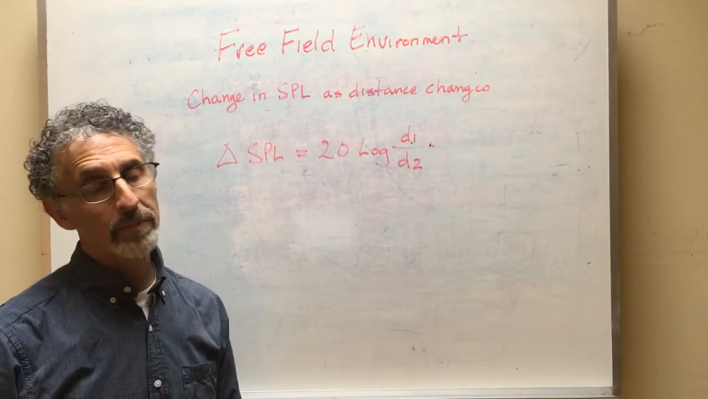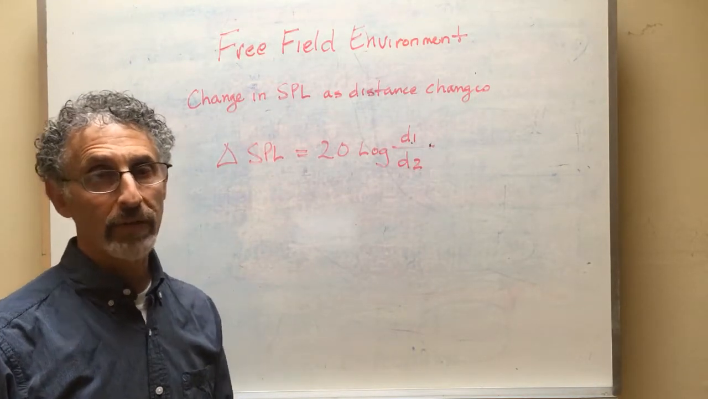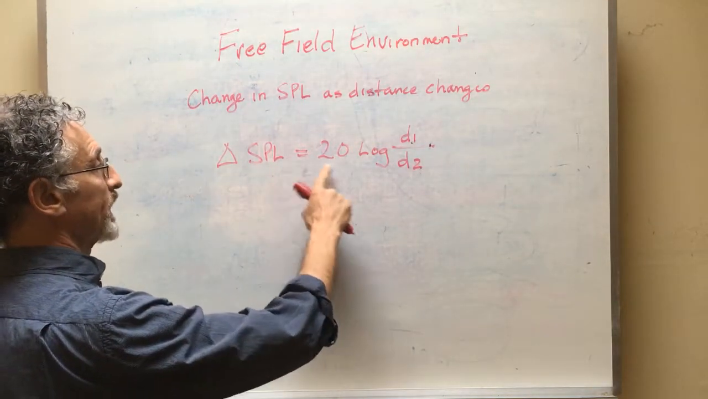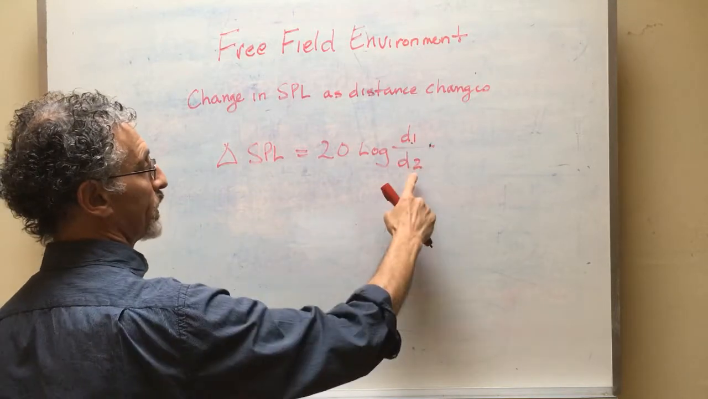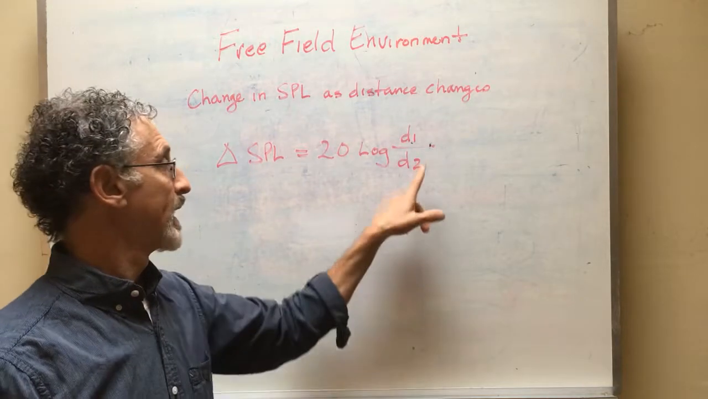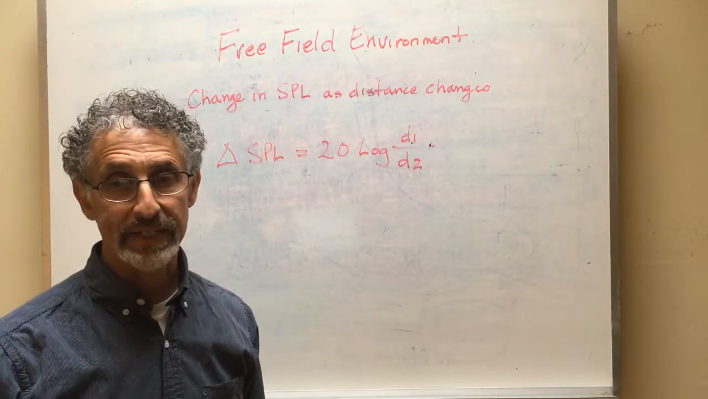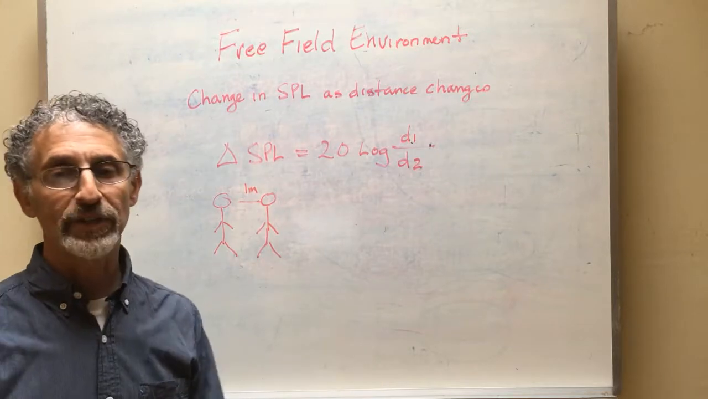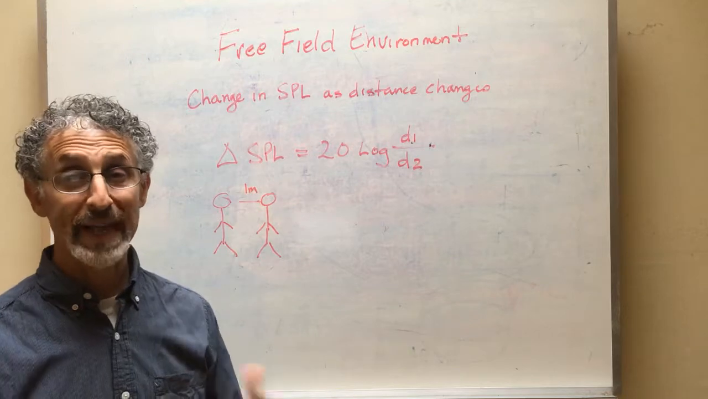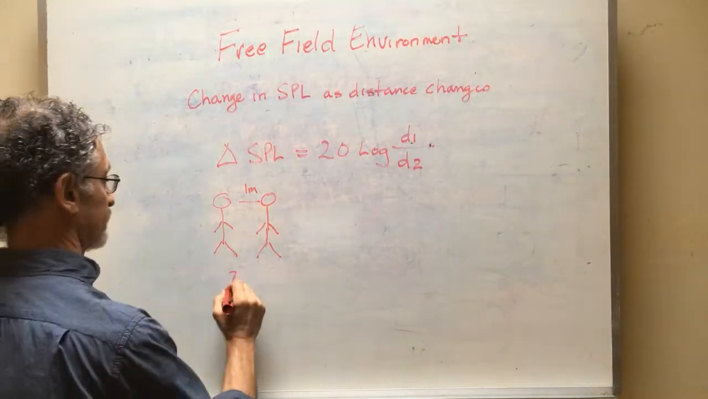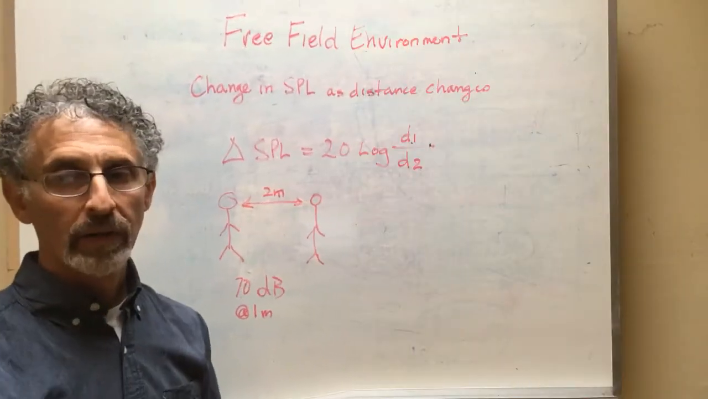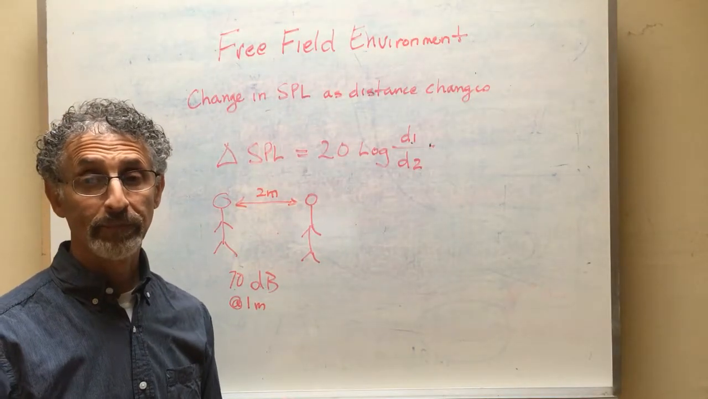In a free field environment, the change in sound pressure level can be represented by this formula. The change in SPL equals 20 times the log of d1 over d2, where d1 is the starting distance and d2 is the ending distance. So now let's imagine that you are 1 meter from me in a free field environment and that I am speaking to you at an SPL of 70 dB. Now, if you go from 1 meter to 2 meters, what will be the change in dB?